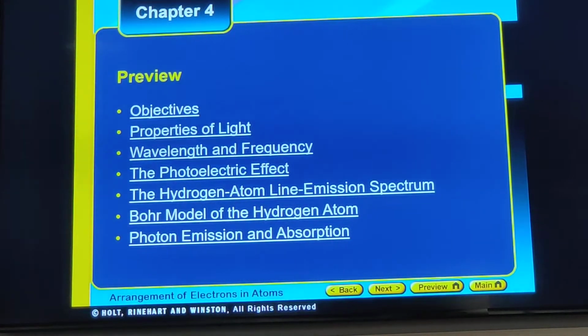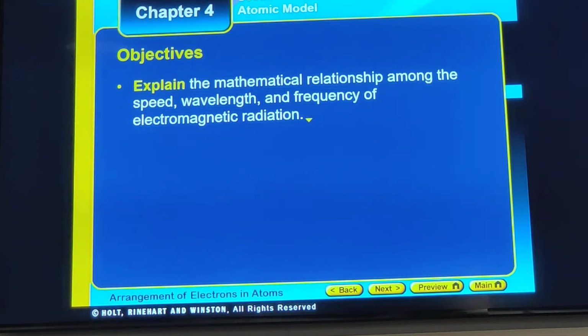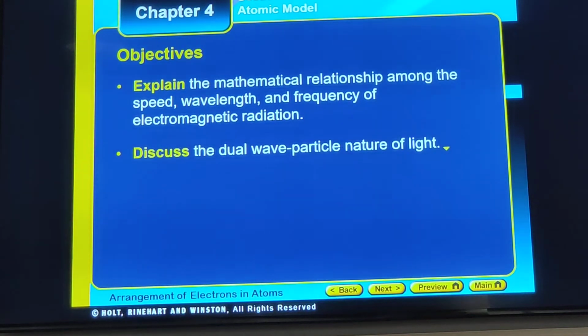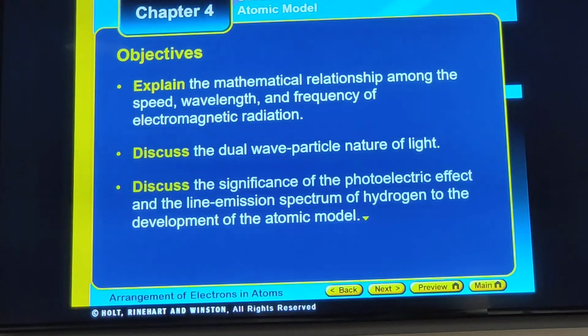So what we want to cover in this first section is we're going to find out what is the relationship between the wavelength, the frequency, and the speed of an electromagnetic wave. We're going to come up with an equation for that we're going to be using in this chapter. We're going to talk about light's dual nature. And then we're going to talk about something called the photoelectric effect. You have all experienced it, but you probably didn't know exactly what was going on with that. We're going to talk about that.